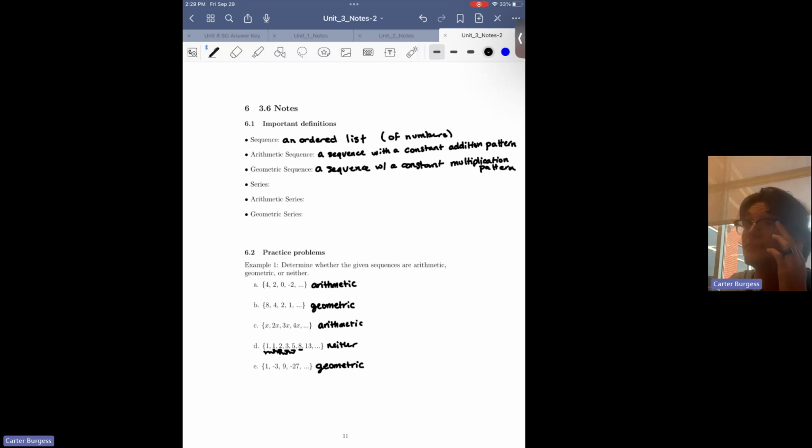Arithmetic and geometric follow the same rules, except one's addition, one's multiplication.